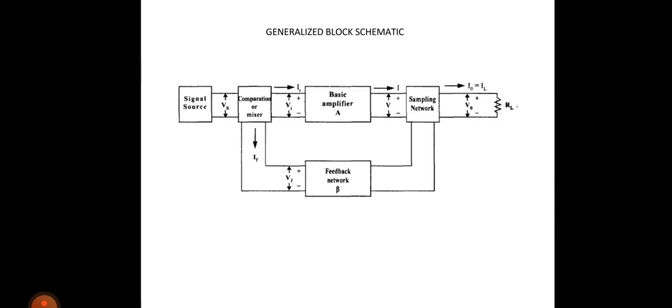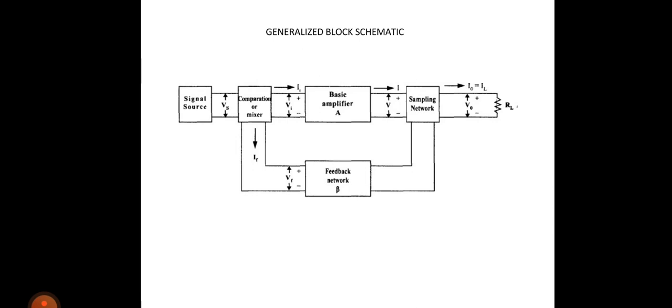Next, coming to sampling network, there are two types of samplers. One is voltage sampler and the other one is current sampler. In voltage sampler, the output voltage is sampled by connecting feedback network in shunt across the output, that will be shown in further slides. Similarly, in current sampler, the output current is sampled by connecting the feedback network in series with the output. So, we can sample two types of parameters, one is voltage and the other is current.